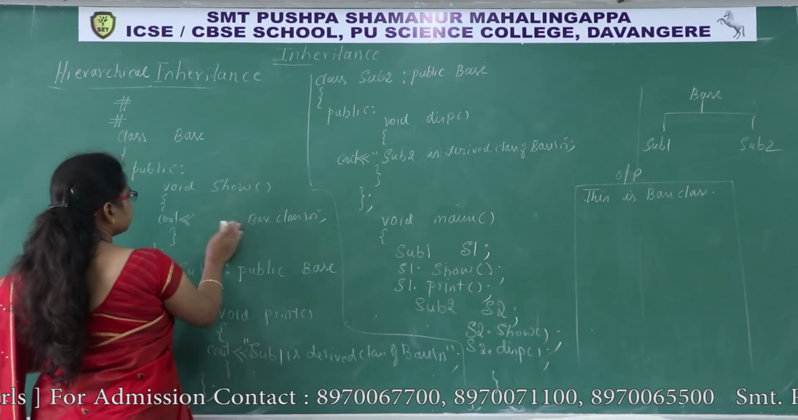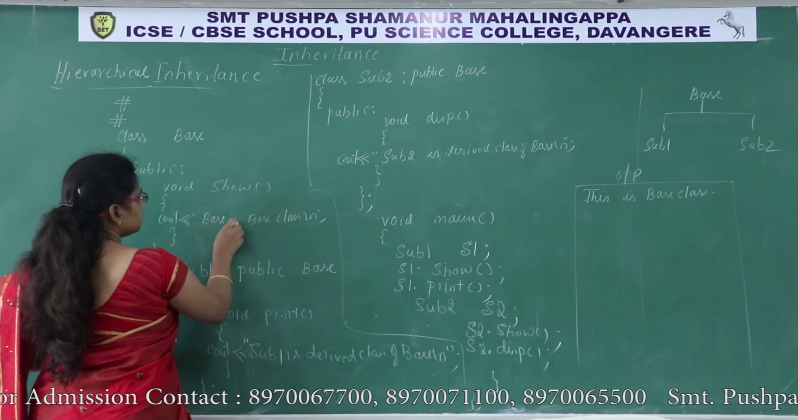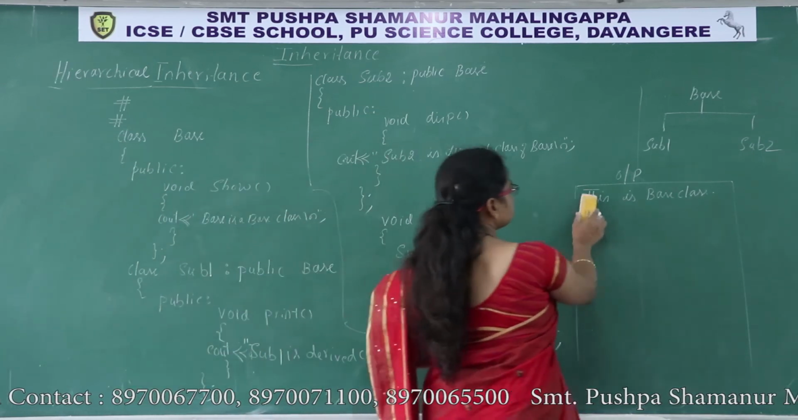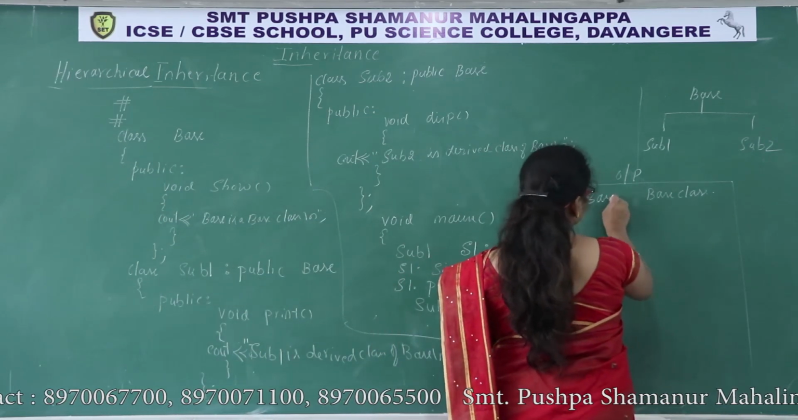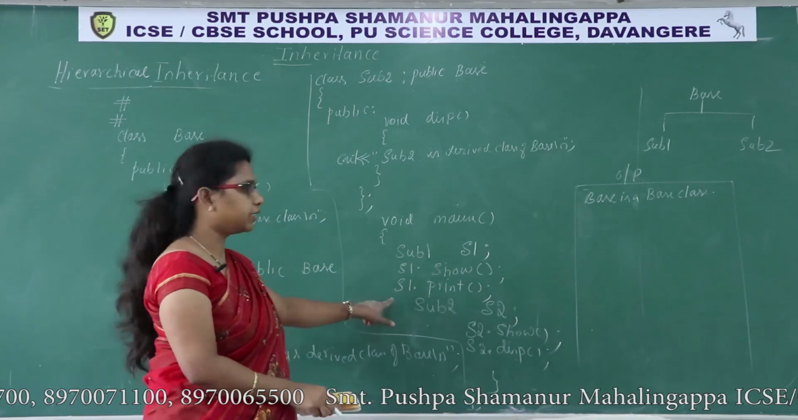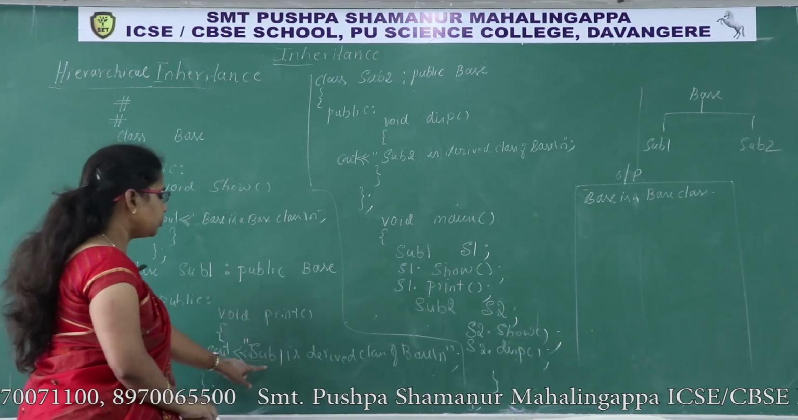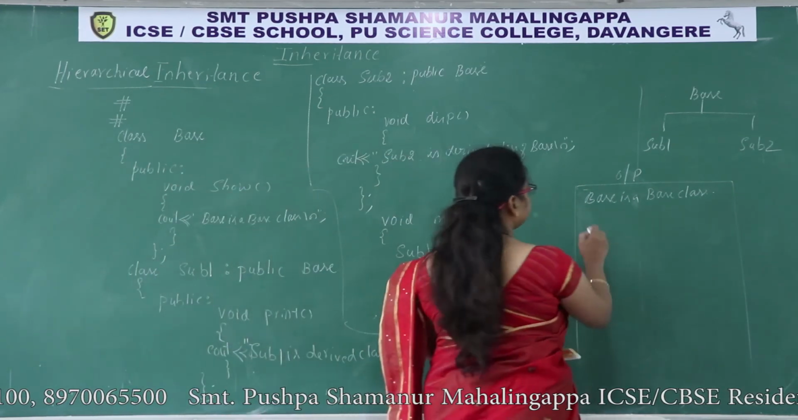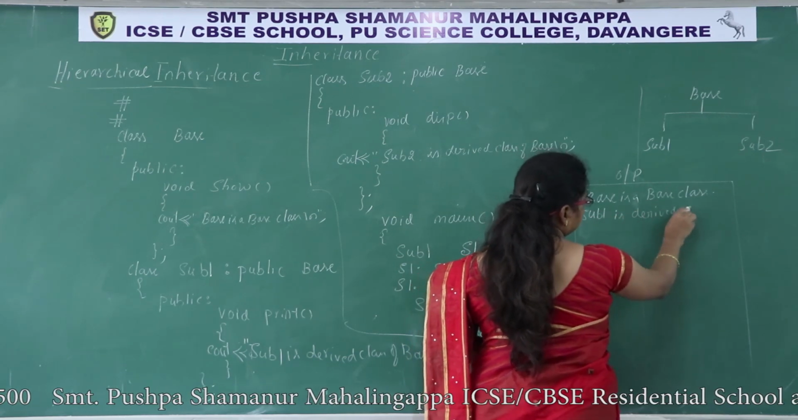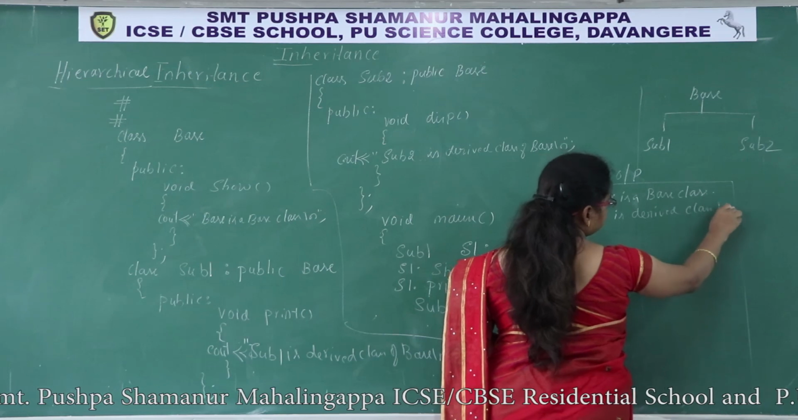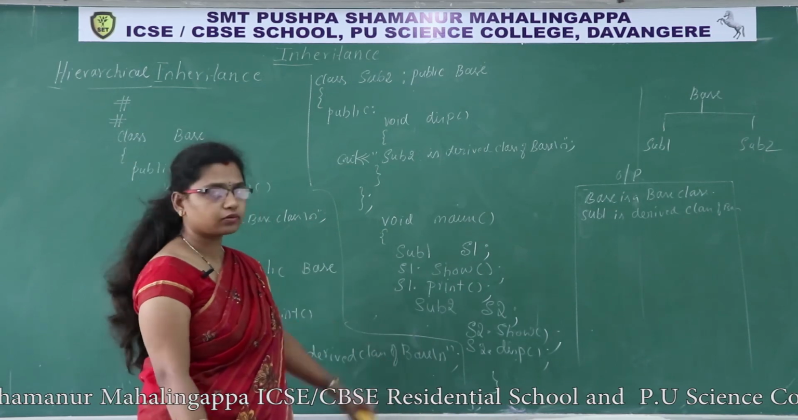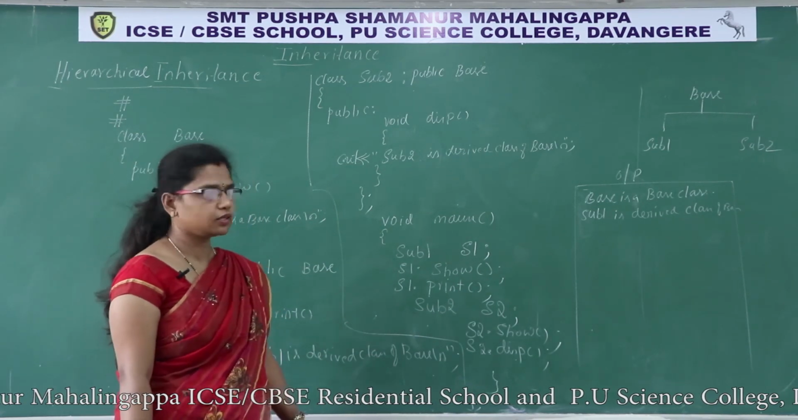Sorry, instead of writing this, I'll take base is a base class. Here also I'll change. Base is a base class. After that, S1 dot print. What is there in the print function? Sub 1 is derived class of base. After that, sub 2, another class object I have created, its object name is S2.